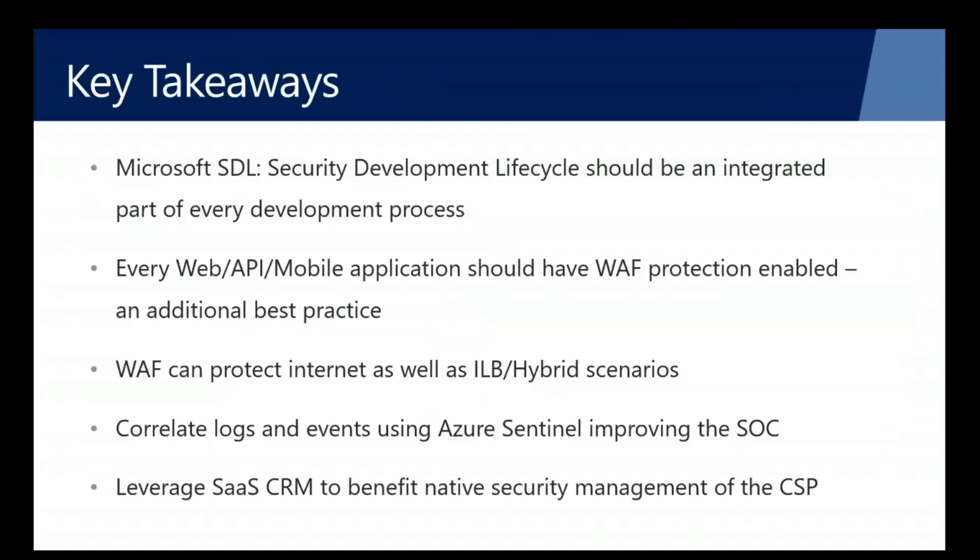So, key takeaways to end the session. As Gil said before, SDL is our top priority when we develop code, but the web application firewall is in second place because it's an additional best practice that for sure works well, but is not the top priority. The top priority is the approach to the SDL. And as we can see, WAF can protect the internet and the hybrid scenario. Azure Sentinel helps us correlate events for our security operations center. And at the end, we can leverage the SaaS CRM, or in general every SaaS solution, to benefit from the cloud security provided by our CSP.